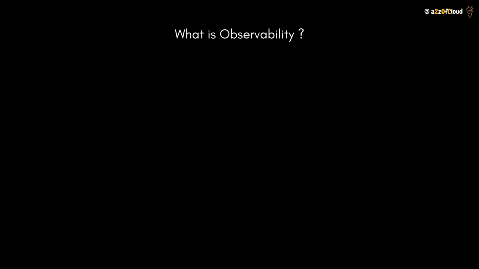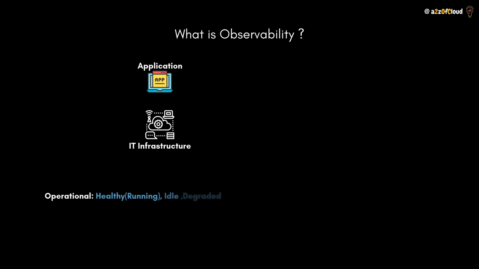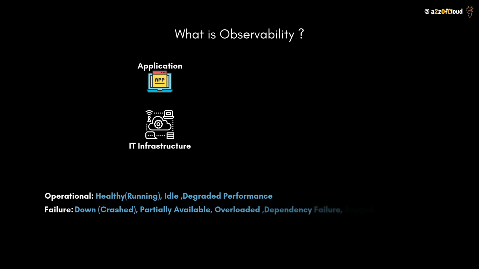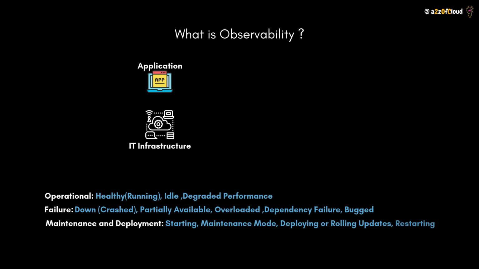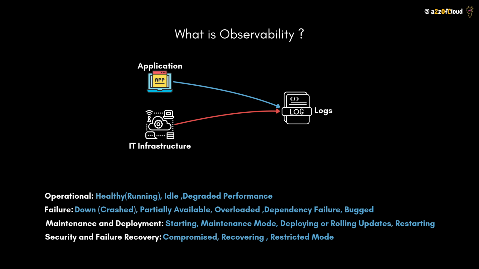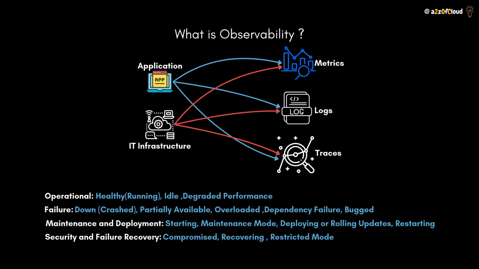What is observability? Observability is the ability to understand the state of an application or IT infrastructure, such as operational, failure, maintenance and deployment, security and failure recovery, based on the logs, metrics, and traces it generates. It helps monitor, troubleshoot, and optimize applications and IT infrastructure components.